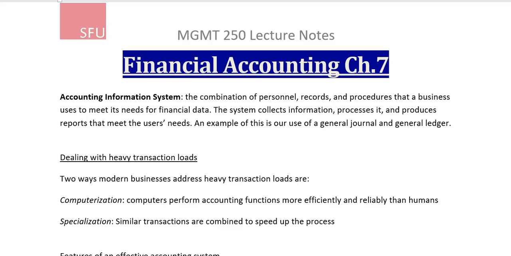Then we have specialization. Similar transactions are combined to speed up the process. Think of this as doing work in batches. When you have a batch of something, it's easier to process it all at once. So you'll see accounting systems out there posting entries in batches as it's more efficient than doing everything on its own.